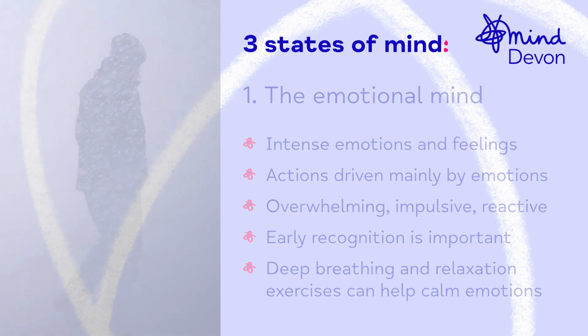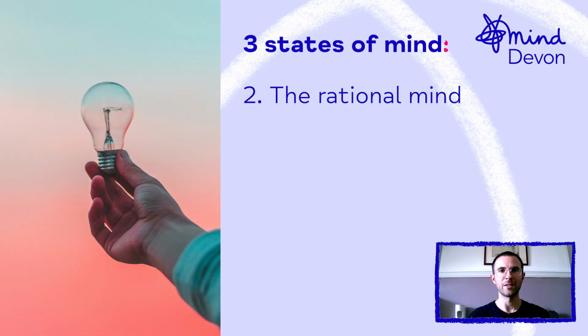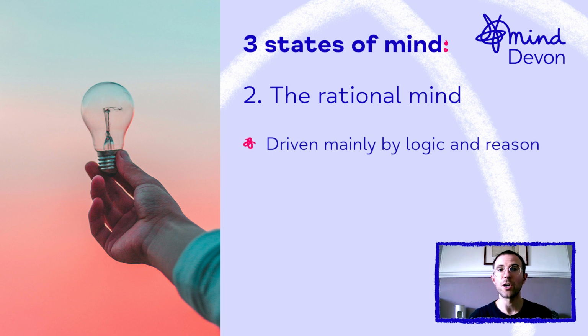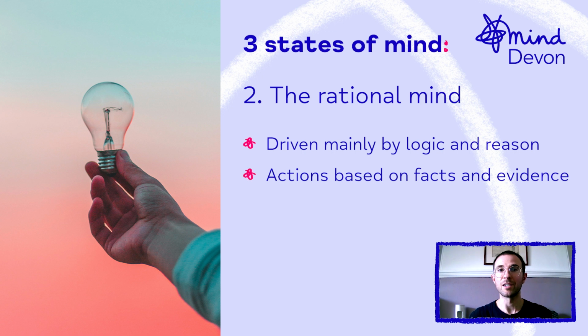more balanced state. Rational mind. Rational mind is the opposite of emotional mind. In this state, you are primarily driven by logic and reason. Your decisions are based on facts, evidence, and detached analysis, often without much consideration of emotions.